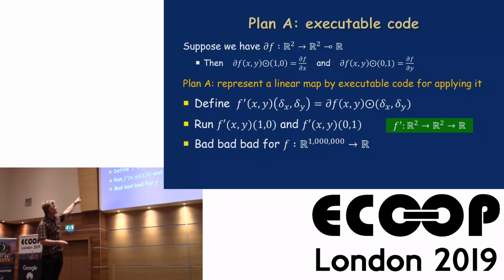Well, one way to represent the linear map is by executable code for applying it. So here, I've said I'm defining f prime, which I'm going to, as it were, construct source code for, whose behavior, its semantics, is given by this. It's meant to be given a little delta x and delta y, and give me the result of applying the df to delta x and delta y, right? So if I could do a source-to-source transform from f to give me f prime, now I could call this f prime 100 million times and I'd be done. Okay?